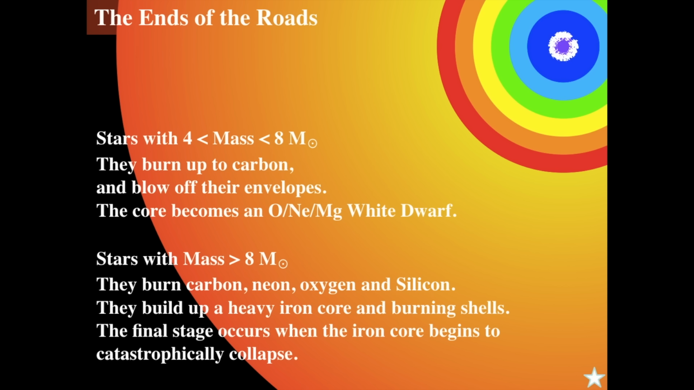That's the end of the road for these stars. Stars with masses between 4 and 8 times the mass of the sun burn all the way up to carbon. Anything less than 4 solar masses only burns helium, and the cores of these intermediate mass stars become white dwarfs. Anything bigger than 8 solar masses gets all the way up to iron and does a catastrophic collapse. And what happens then, we'll talk about next time.